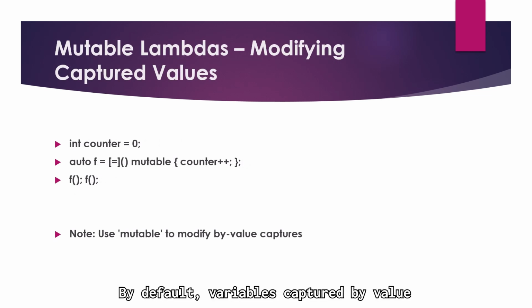By default, variables captured by value are immutable inside lambdas. You can read them but not modify them. However, with the mutable keyword, you can change these values inside the lambda. Here's an example where a counter is captured by value but still incremented using mutable. But be careful with mutable captures. They modify the copy inside the lambda, not the original variable.